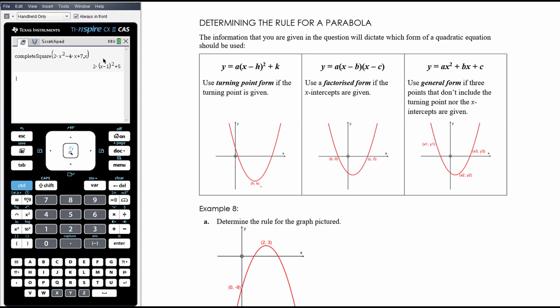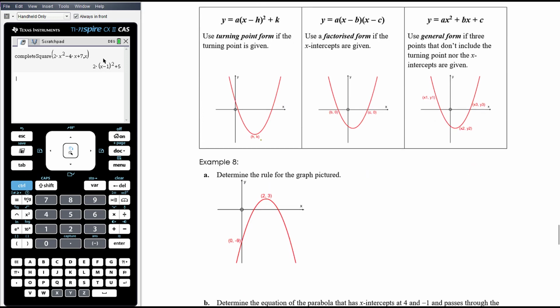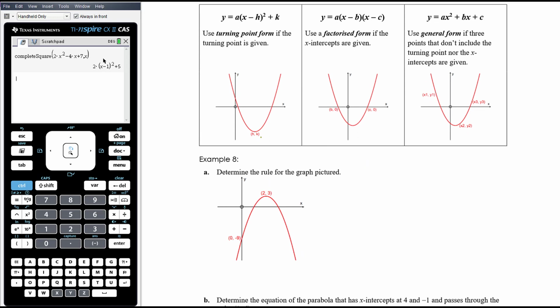So if you've got the turning point, you're going to start with turning point form. If you've got the x-intercepts, you're going to start with the factorized form because you should be able to immediately write down the brackets. And if you've just got 3 random points that are not x-intercepts or turning points, you'd start with general form. In those cases, we'll mostly use our CAS. We'll do an example of that. It's quite an important skill that'll come up in lots of other contexts, lots of other function types will do similar things. Okay, determine the rule for the graph pictured.